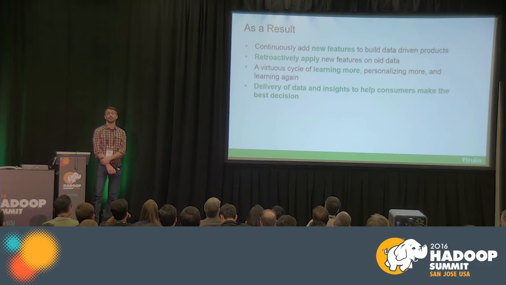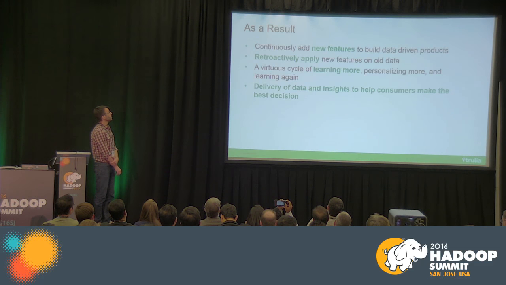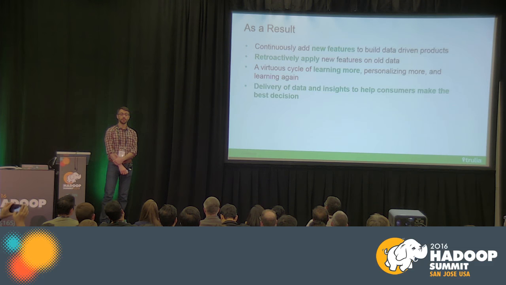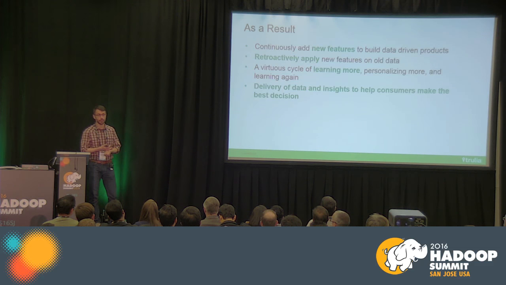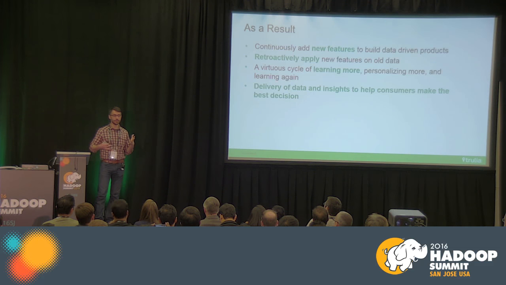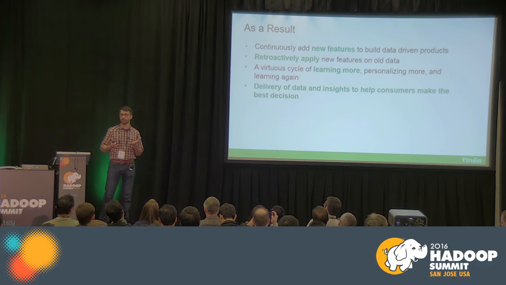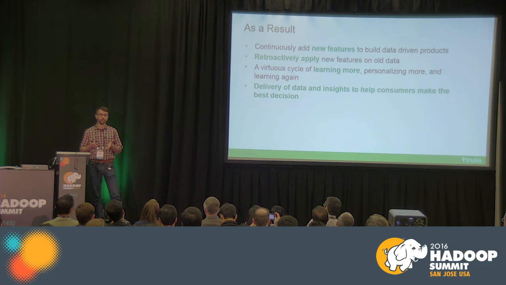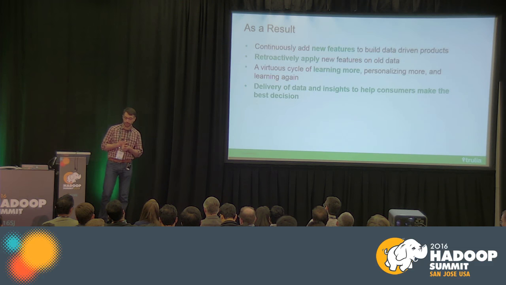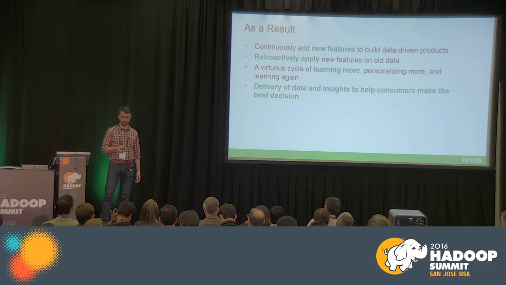So what did we get by implementing Lambda? We're able to continuously add features as we please. We're able to fix our bugs by going back in time, and we can retroactively apply the new features we implement on all data. And what we created is this virtuous cycle of learning more about our users, having our users interact more with us, and through those interactions, we learn even more about them. And by doing that, we were able to enable our clients who use our user traits to help our consumers make the best decision during their home search.